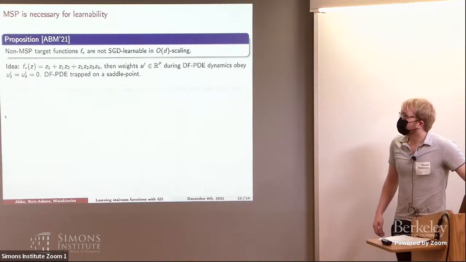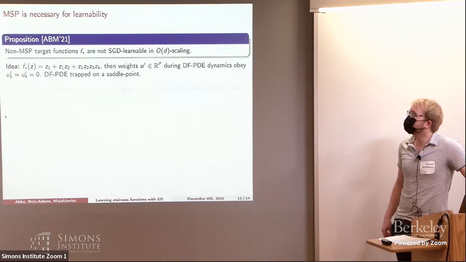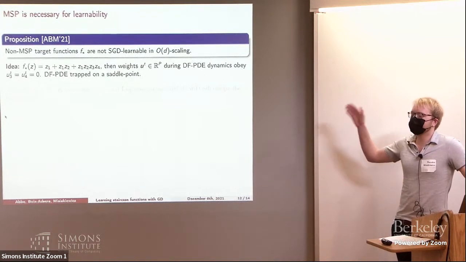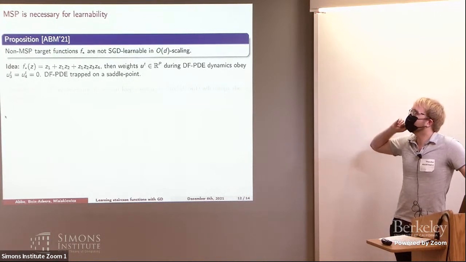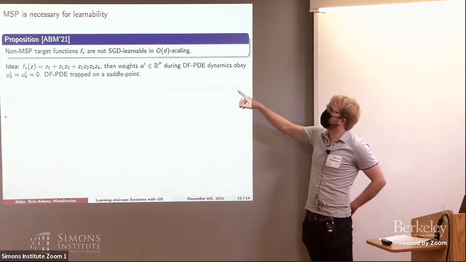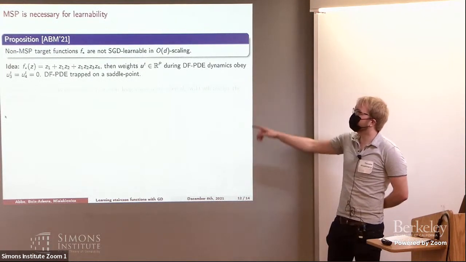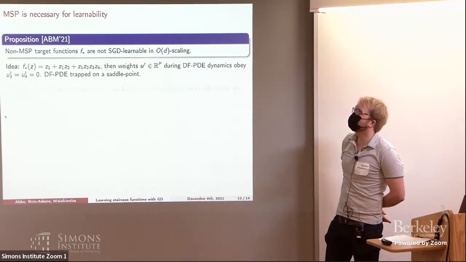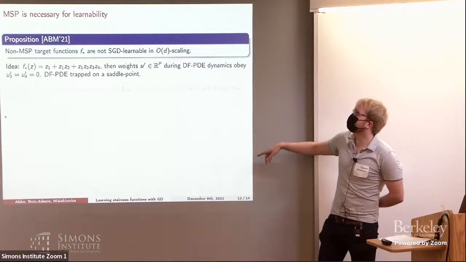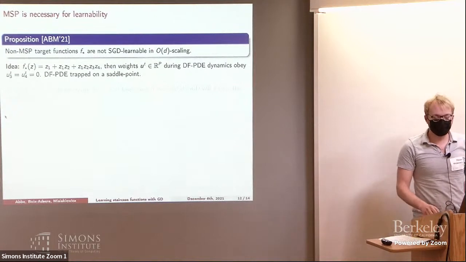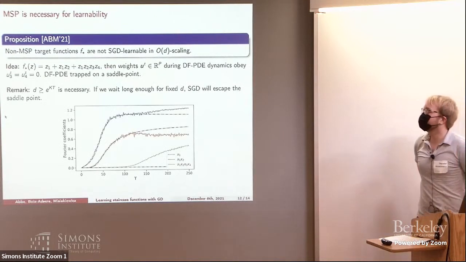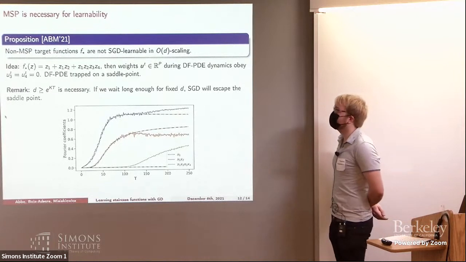And so we have this simple proposition. Non-MSP target functions F star are not learnable in O(D) scaling. This has a very simple reason, again using the certificate: DFPD doesn't reach zero risk. The reason is that the weights U(t) during the DFPD dynamics obey U3(t) equal U4(t) equal zero. So basically, this term is never fitted, and DFPD is trapped on the saddle point. And here I remark that D bigger than exponential in T is necessary.